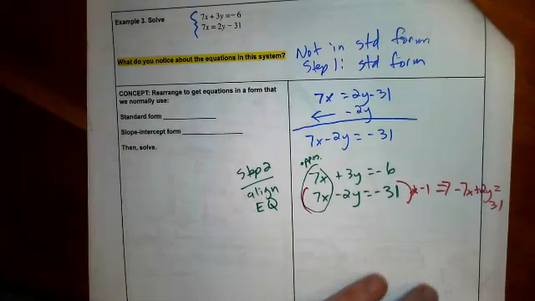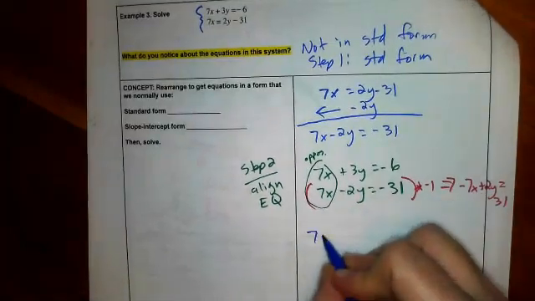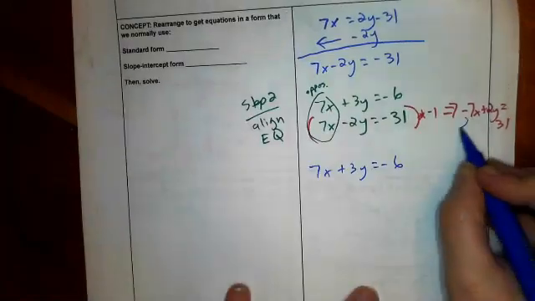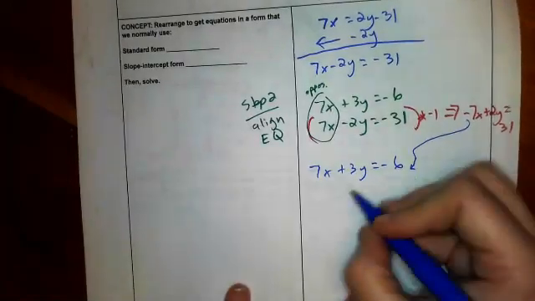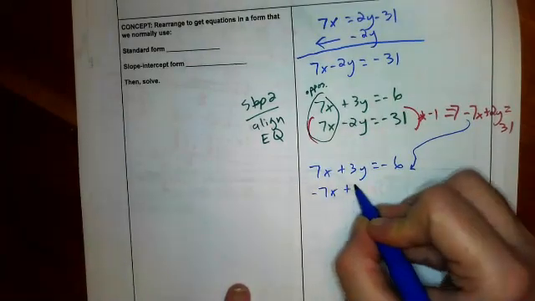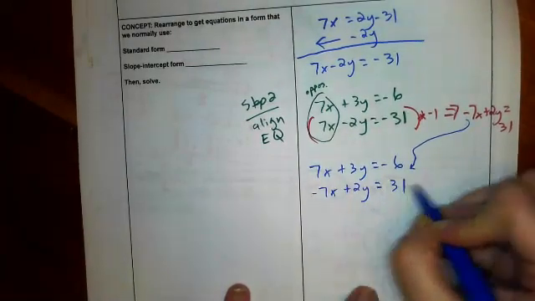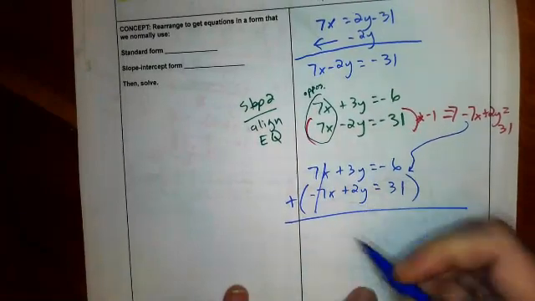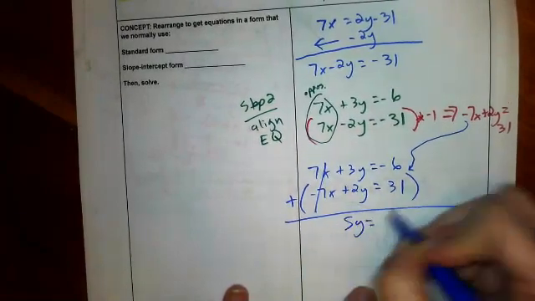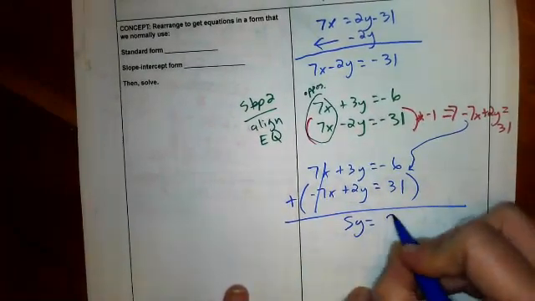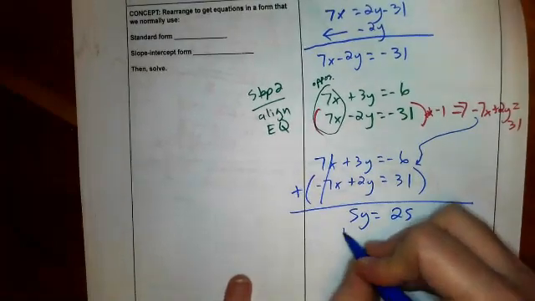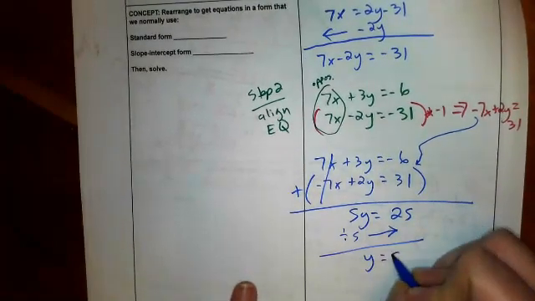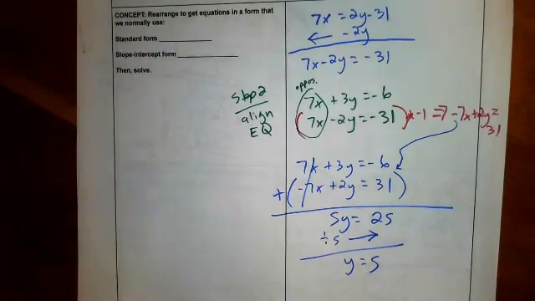Okay, rewrite. First one, 7x plus 3y equals negative 6. Then this one, negative 7x plus 2y equals 31. I'm going to add them. Cancel. We get 5y equals, what's negative 6 plus 31? That's 25. Divide by 5, and we get y equals 5. Okay? So that was not so bad.